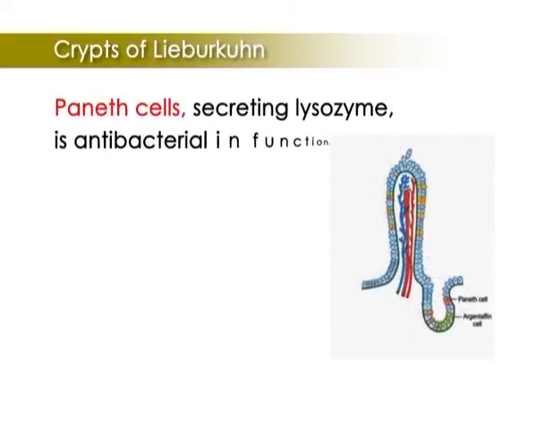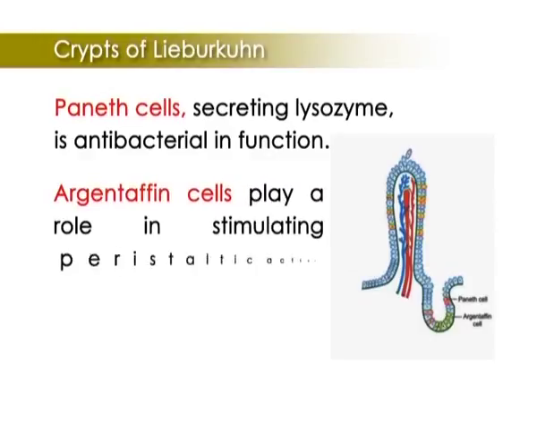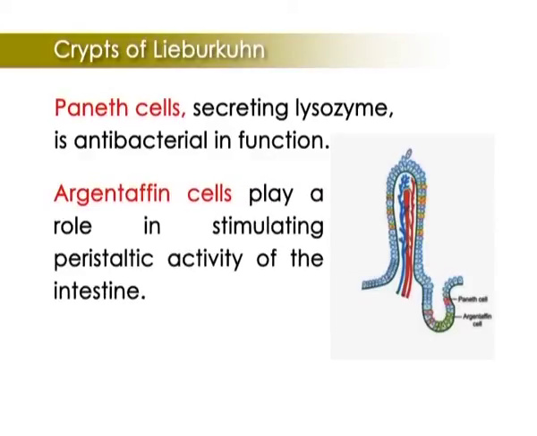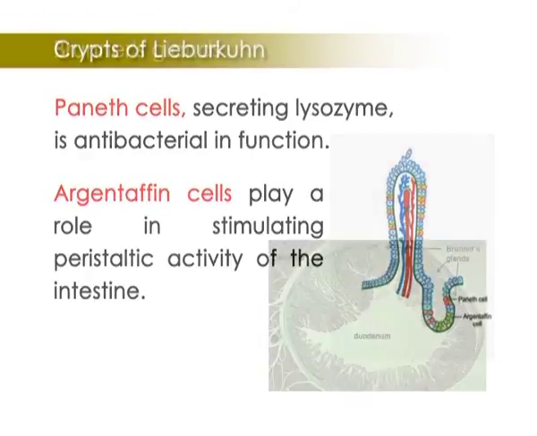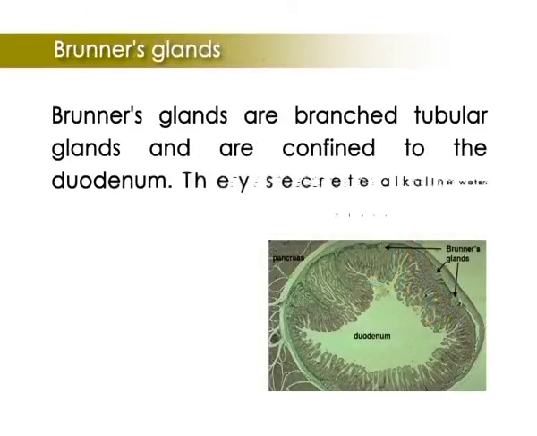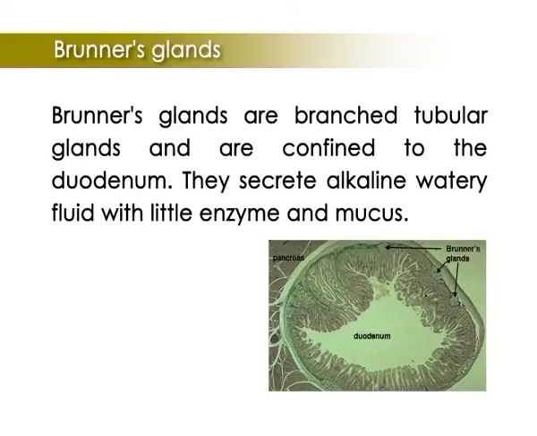Paneth cells secrete lysozyme, which is antibacterial in function, and argentaffin cells play a role in stimulating peristaltic activity of the intestine. Brunner's glands are branched tubular glands and are confined to the duodenum. They secrete an alkaline watery fluid with little enzyme and mucus.